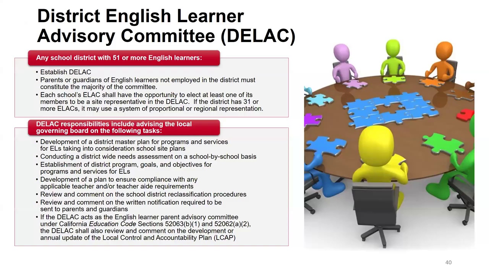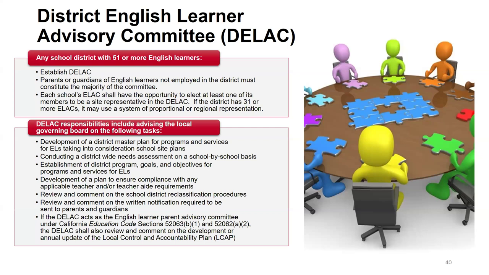So now the District English Learner Advisory Committee, or DLAC as it's known. This is required when a school district has more than 50 English learners enrolled. The DLAC must be composed of a majority of parents of English learners. And so each school will have a school level ELAC and then a representative to the DLAC.